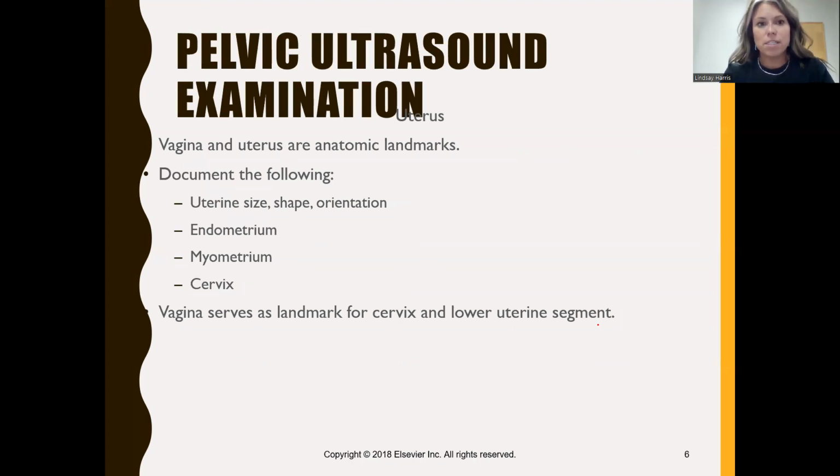So for a pelvic ultrasound exam, the vagina and the uterus are going to be our main anatomical landmarks. We're going to document the uterine size, shape, and orientation. So we're going to see how big it is, if it looks normal, if it's anteverted or retroverted, which is what is meant by orientation, the endometrium, the myometrium, and the cervix. And the vagina serves as a landmark for the cervix in the lower uterine segment.